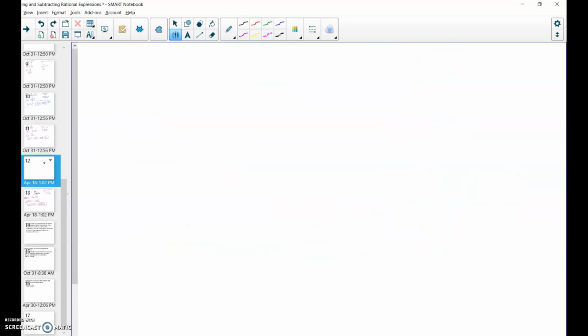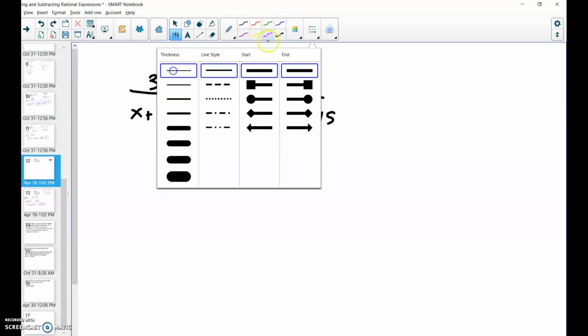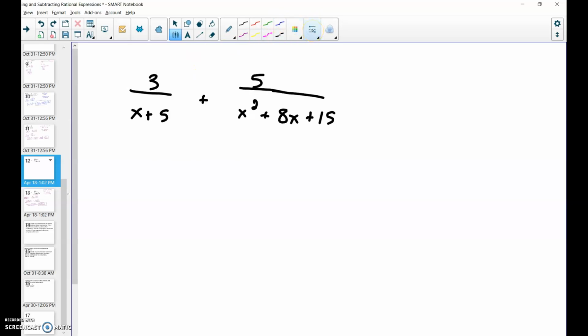All right, another challenging one. Give me 1 second, I'll bring that up for you guys. All right, so here's another example. A little bit more of a challenging one again. First thing we want to do is we want to factor. All right, our first fraction is already factored. There's nothing I can cancel out.